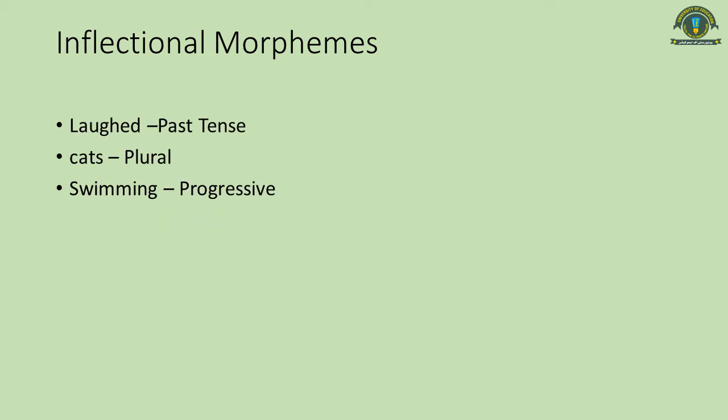The next one is inflectional morphemes. Inflectional morphemes are a type of bound morphemes that do not cause a change in the meaning or word class. They serve as grammatical markers and indicate some grammatical information about a word. Like with the help of laugh, laugh is the first form of verb, laughed is the second form of verb which indicates the past tense. In the same way, cat is singular while cats is plural. Swim and swimming, swimming is the progressive form of verb.